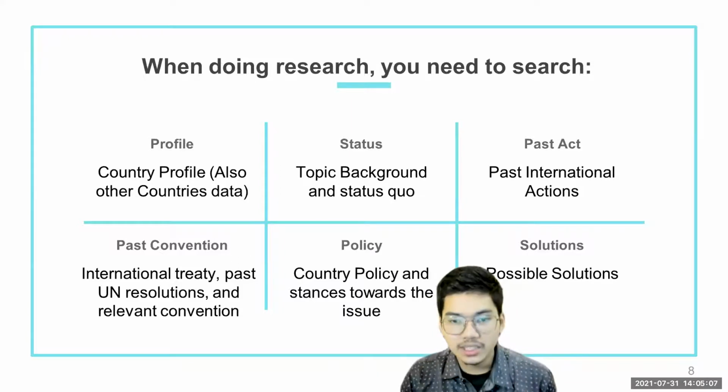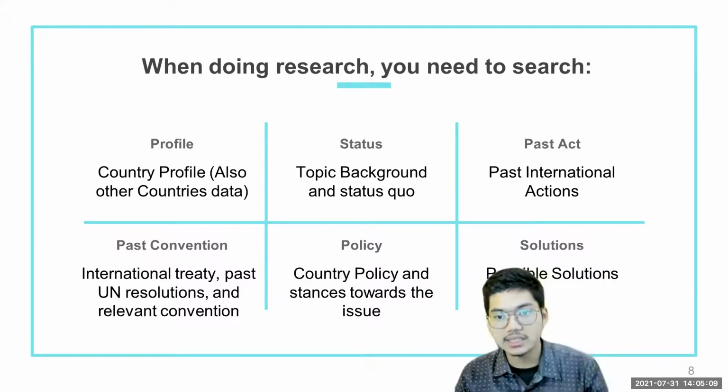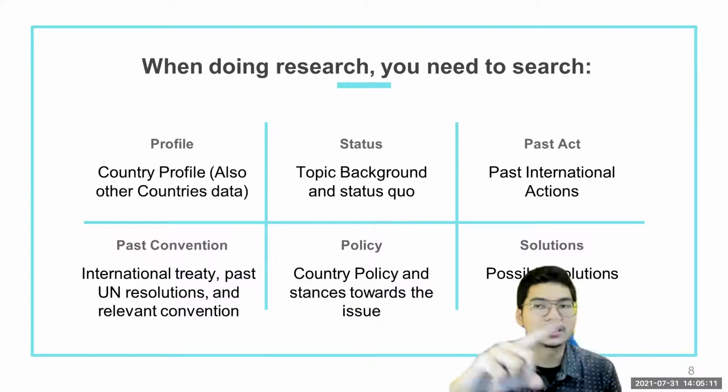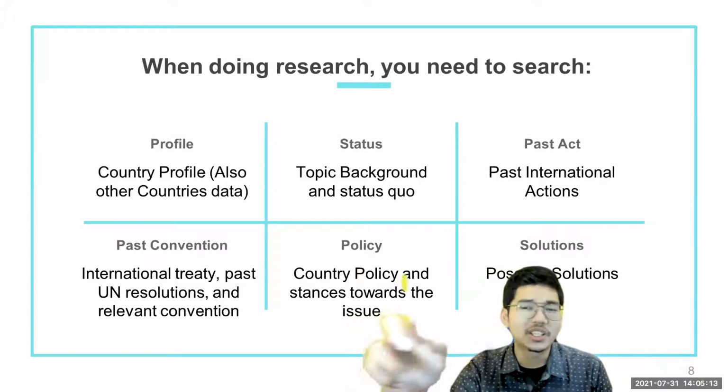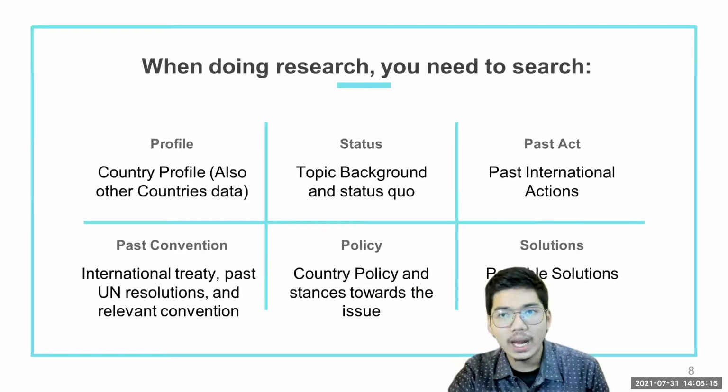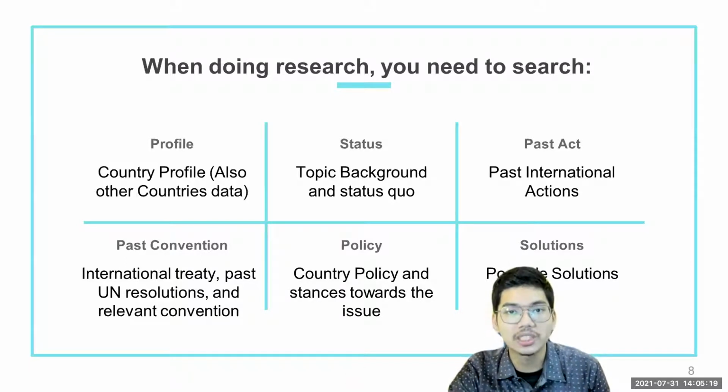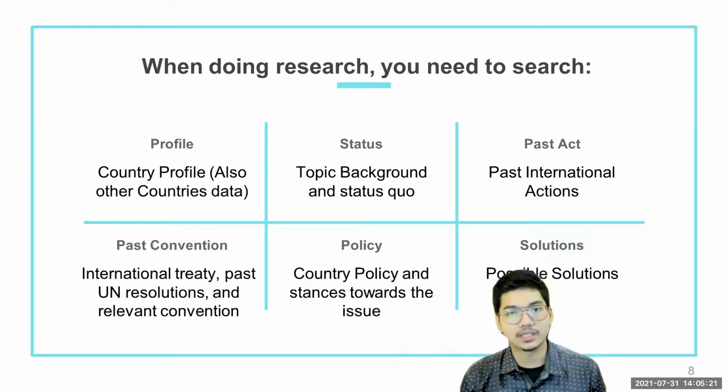Okay. The third one is this one, past action. This is what the United Nations has done earlier. Is it going effective? Did it go well? Do we have to stick to that solution again, or do we have to make a new solution again? Those are the function of past action.